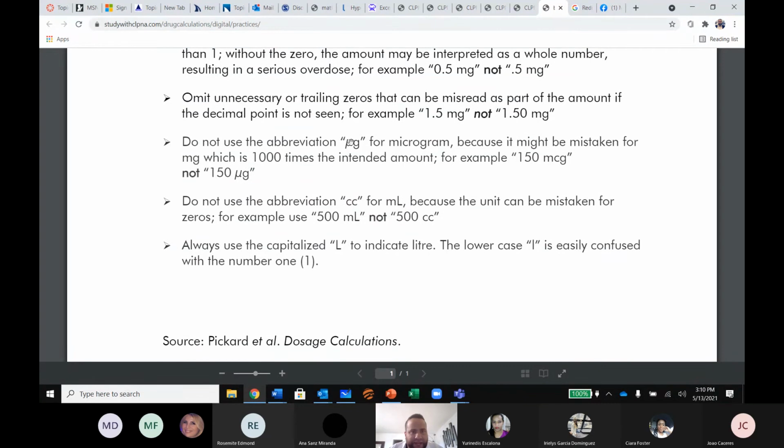Omit the unnecessary trailing zero, because it can be misrepresented. For example, 1.5: don't write 1.50, even though it is the same. There could be a misunderstanding. Just write 1.5.